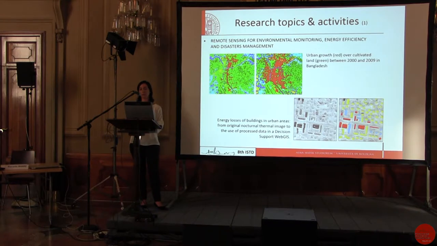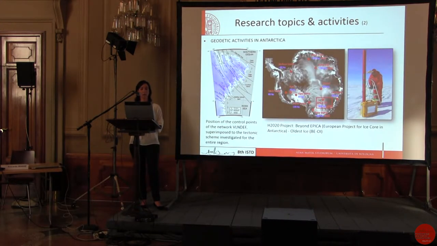What are the research topics and activities of my research group? Starting from a territorial scale, we have, for example, remote sensing and satellite images for environmental monitoring, for disaster management, and to study the energy efficiency of buildings. An important Horizon 2020 project in Antarctica, for example, aims to study the current geodynamics of Northern Victoria Land and the old glacial bodies.